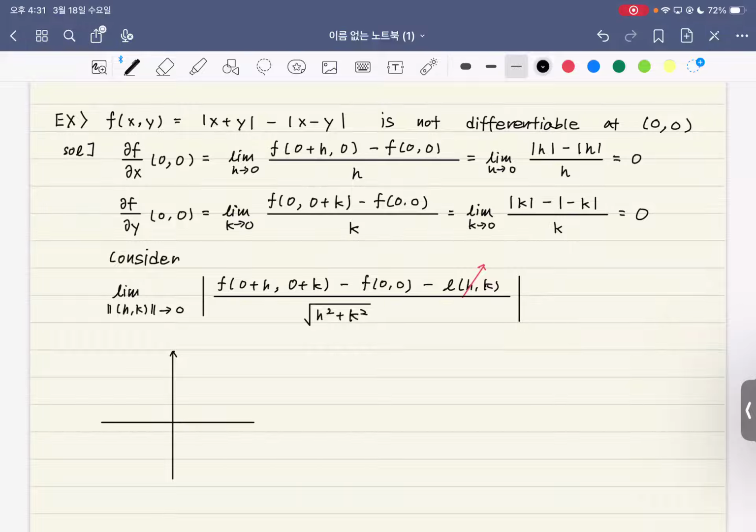This is the h and k plane. And the vector h, k is now tending to 0. There are infinitely many different ways that h, k is tending to 0. But I'm going to show you we have two different routes.